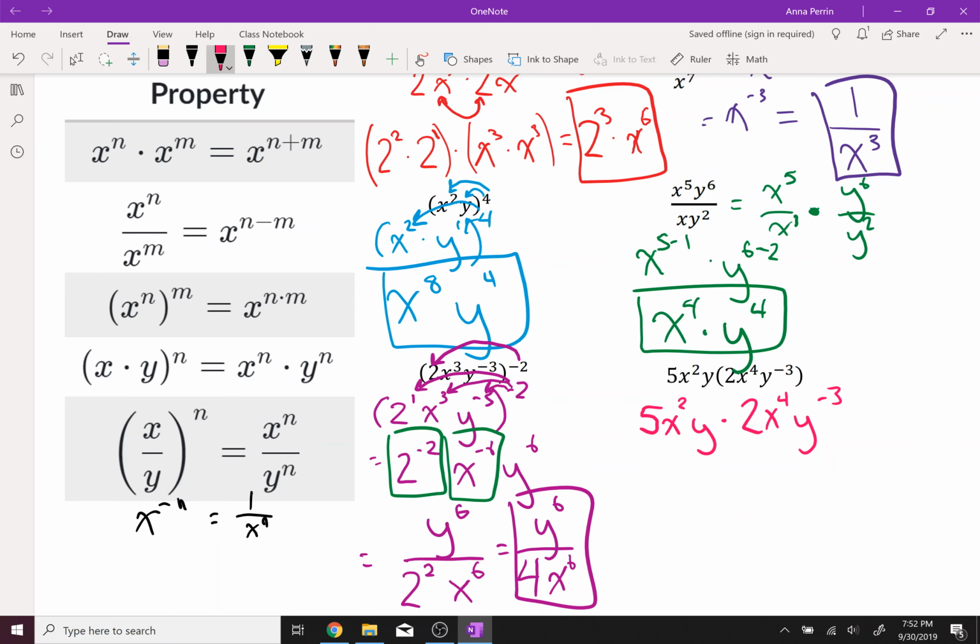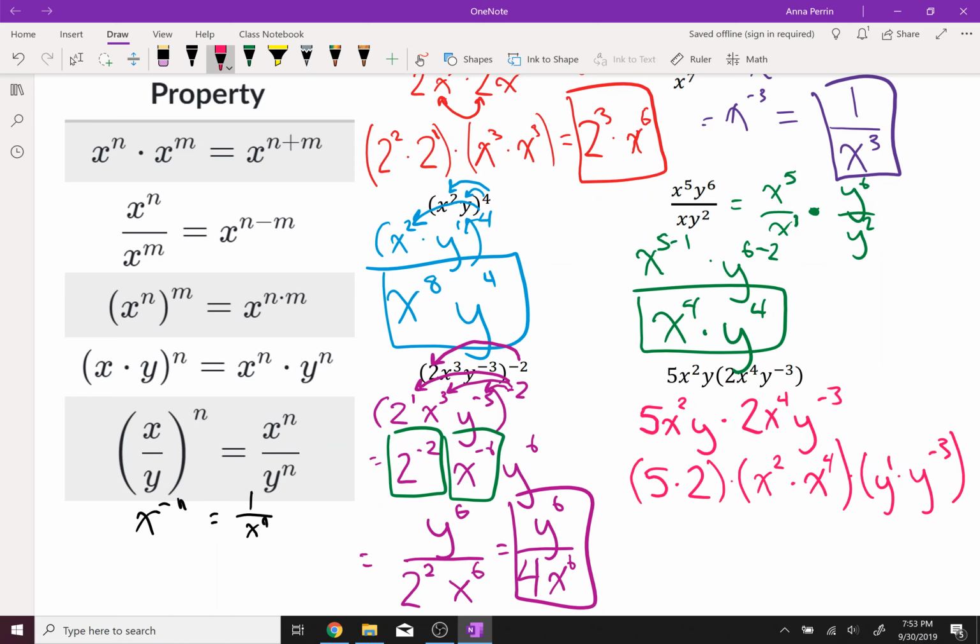So now really all that I have here is multiplication, telling me that I'm going to be using the product rule. Just like we did before with the product rule, we're going to regroup it so that our like bases are together. My 5 and my 2 don't have any exponents, so I'm going to group those together as just normal multiplication, 5 times 2. I'm going to continue, regrouping x squared with x to the 4th, and y with y to the -3rd.